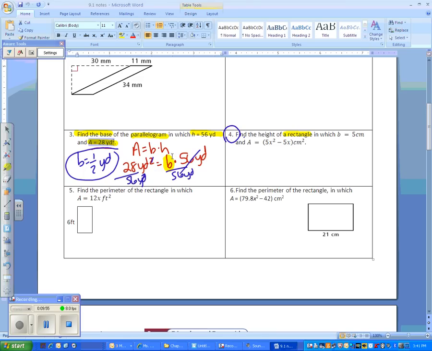So we know that the formula to find the area of parallelograms is base times height. So you plug in your knowns. The area is 5x squared minus 5x. We know that the base is 5 and the height is what we're looking for.